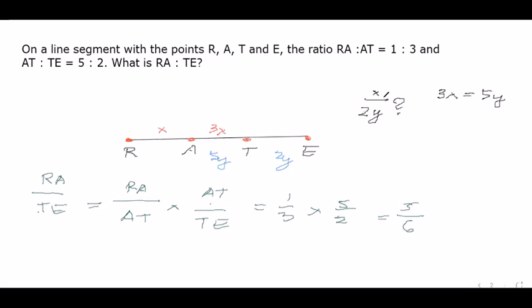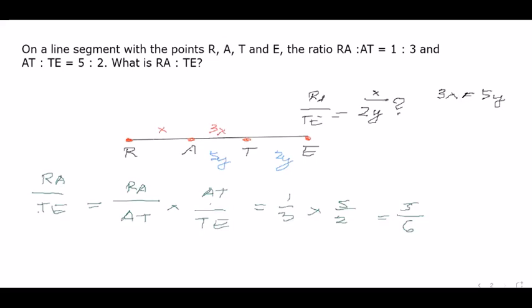So the first question is, what is the goal? What are we trying to find? We're trying to find RA over TE. In symbols, what does it mean? It means it's x over 2y. So this is the RA over TE that I need to calculate. Now, can I calculate this? Well, I have some equation involving x and y. So why don't we do that?